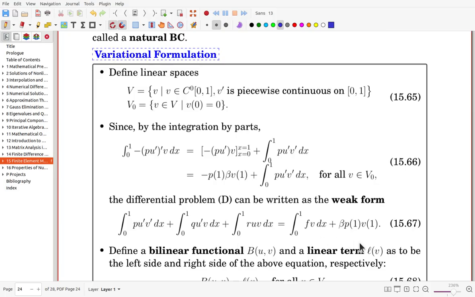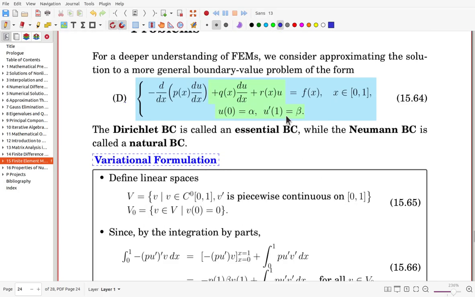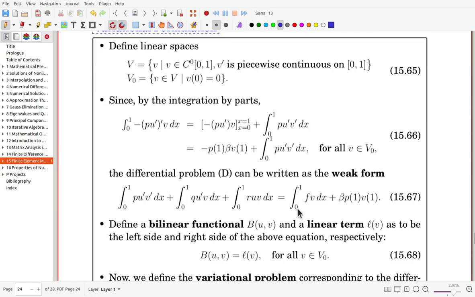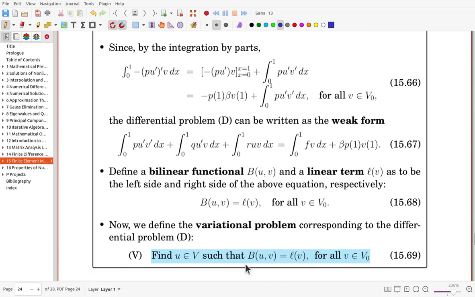This is the weak form of this differential equation. So this is the strong form, and this is the weak form. Now, we can define the bilinear functional for this left-hand side, that is B(u,v). For the right side, we say there's L(v). Then this can be written in this simple form. And now we define the variational problem corresponding to the given differential problem.